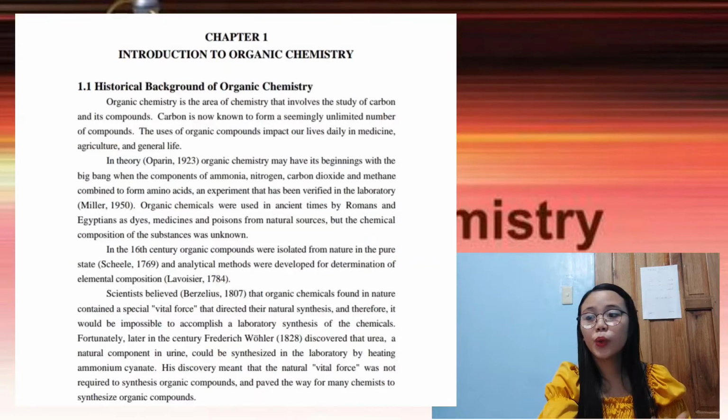Organic chemicals were used in ancient times by Romans and Egyptians as dyes, medicines, and poisons from natural sources. But the chemical composition of these substances was unknown. In the 16th century, organic compounds were isolated from nature in the pure state, and analytical methods were developed for determination of elemental composition.